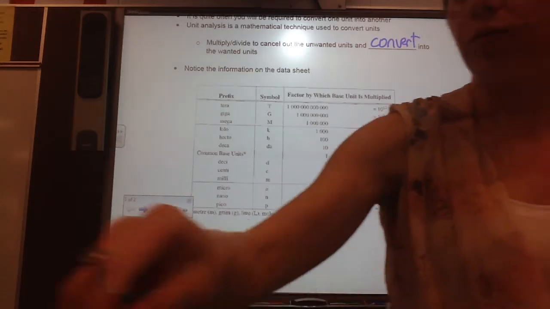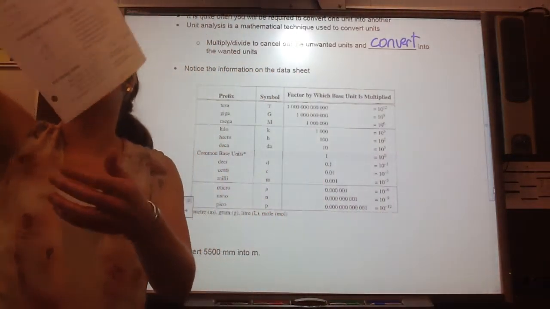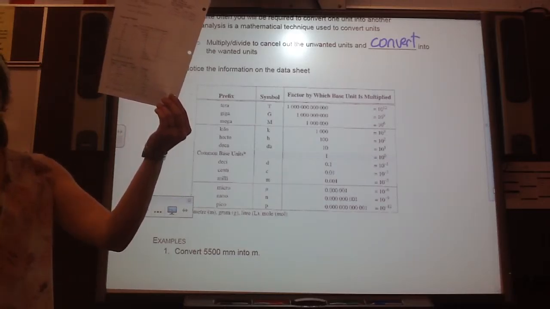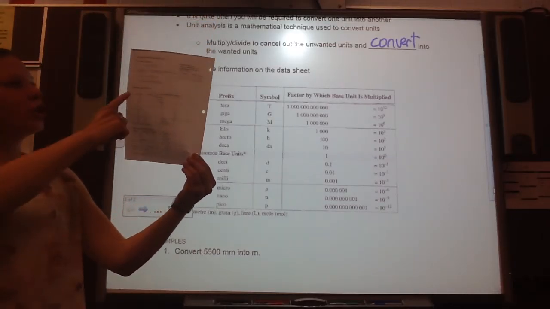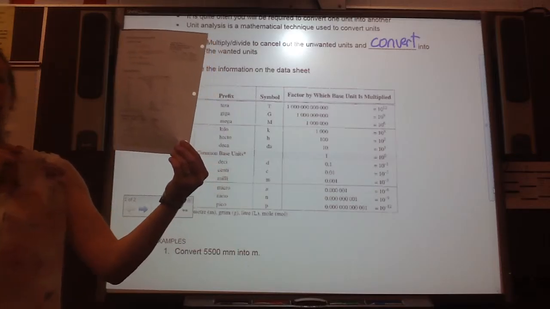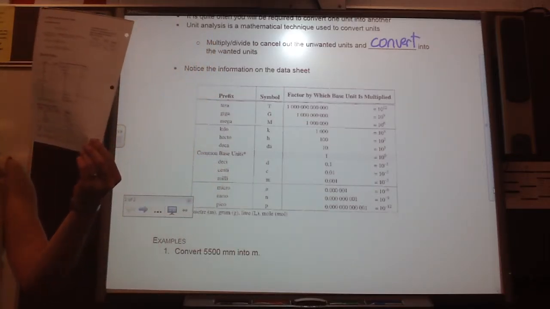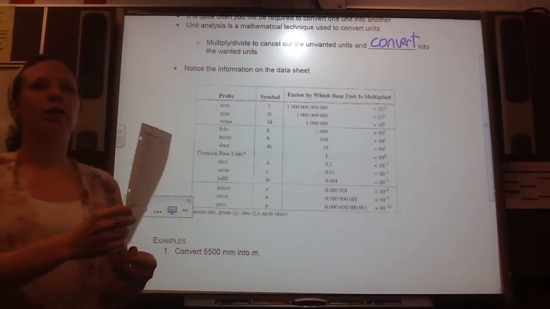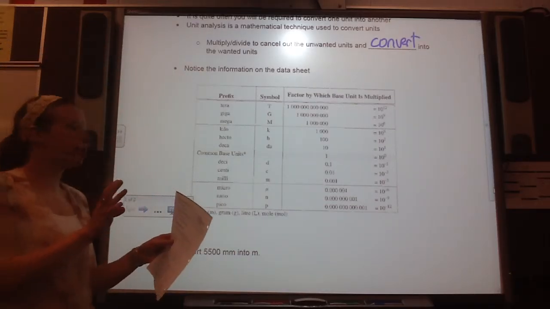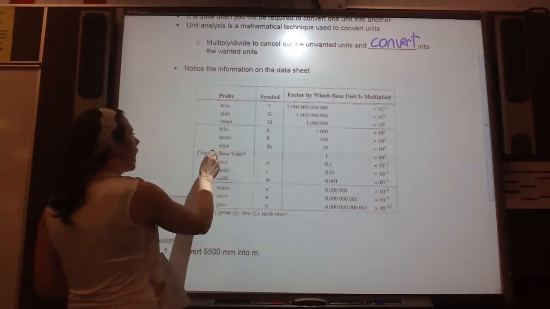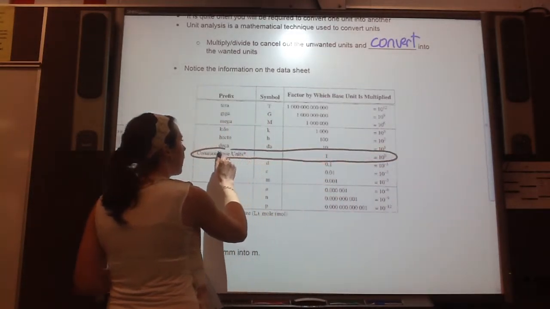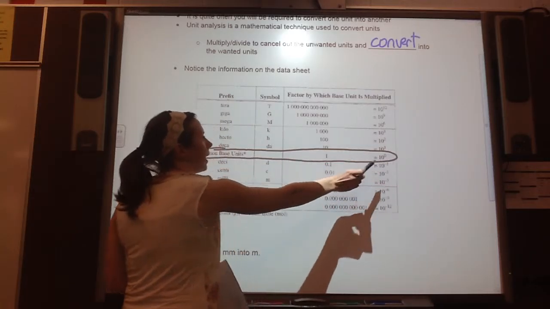So let's observe where that chart is on your data sheet. Can you find it? On the back side, it says units and prefixes, and you have this chart. Do you see it? It's very important. What I would like you to do, if you have a highlighter or just a pen, is to highlight this space here. Highlight this line across where it says common base units.